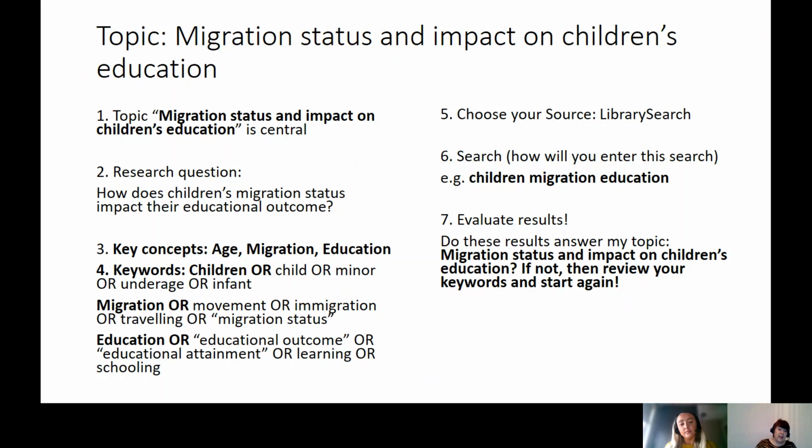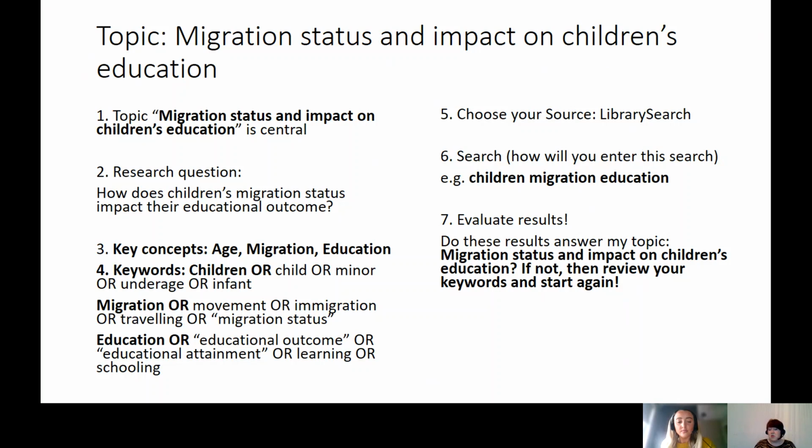Your concepts, your high level ideas could include things like age, migration, education. The keywords then, which are the more specific items where you're actually going to be searching, could include things like children, child, minor, or migration, immigration, migrant, education, and so on.